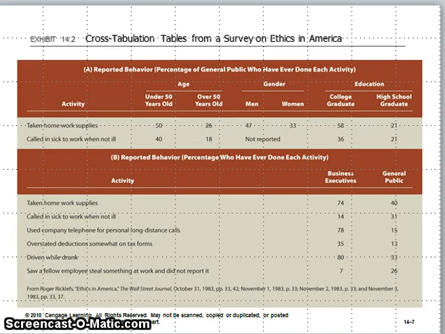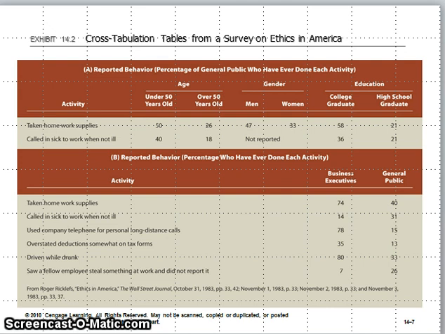If you look at Exhibit 14.2, you have cross-tabulation tables from a survey on ethics in America. They have reported behavior at the very top under A, percentage of general public who have ever done each activity. Let's look, for example, at who has ever taken home work supplies. In the age group under 50 years of age, 50% stated that they've actually taken home work supplies like staples, Post-it notes, etc.